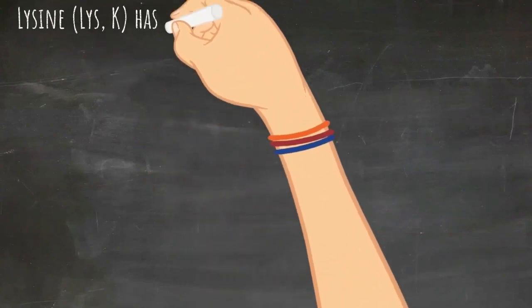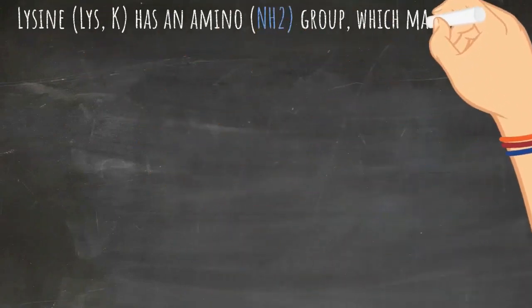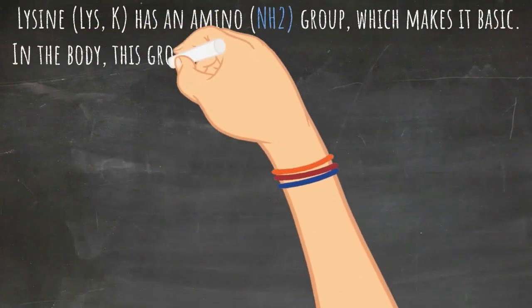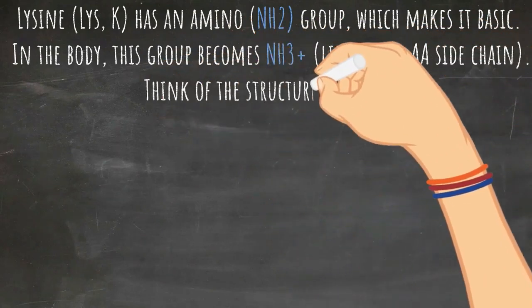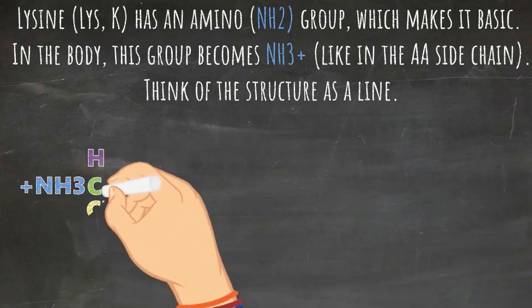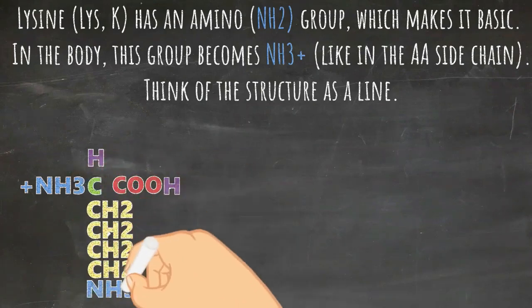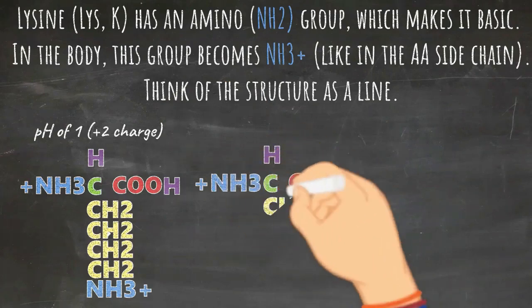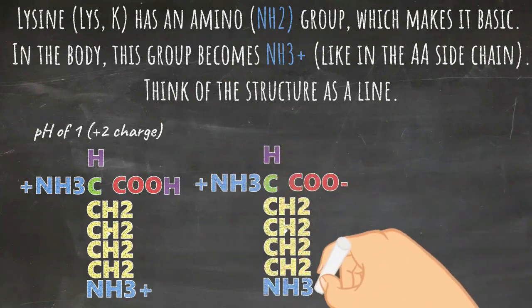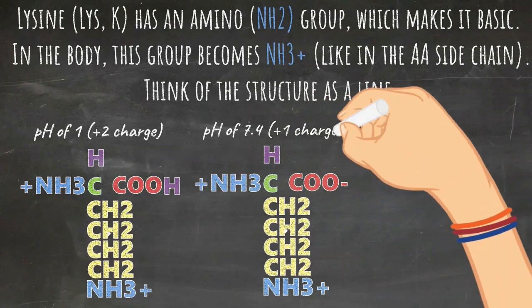So first we'll talk about lysine. So lysine shorthand is LYS or K, which is kind of hard to remember. It has an amino group, which makes it basic. So in the body, this group becomes NH3+, just like in the amino acid side chain. So an easy way to remember it is thinking of the structure as a line.